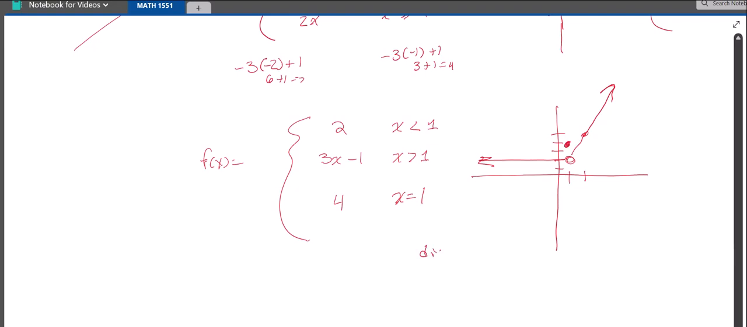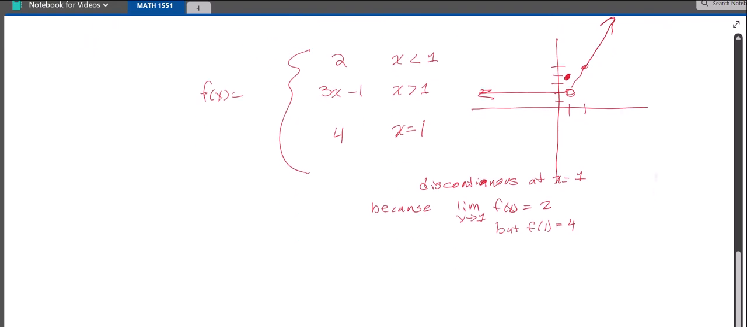So this is discontinuous at x equals 1 because the limit as x approaches 1 of f of x equals 2, but f of 1 equals 4, and so the limit as x approaches 1 of f of x does not equal f of 1, and whenever that happens, it is discontinuous.